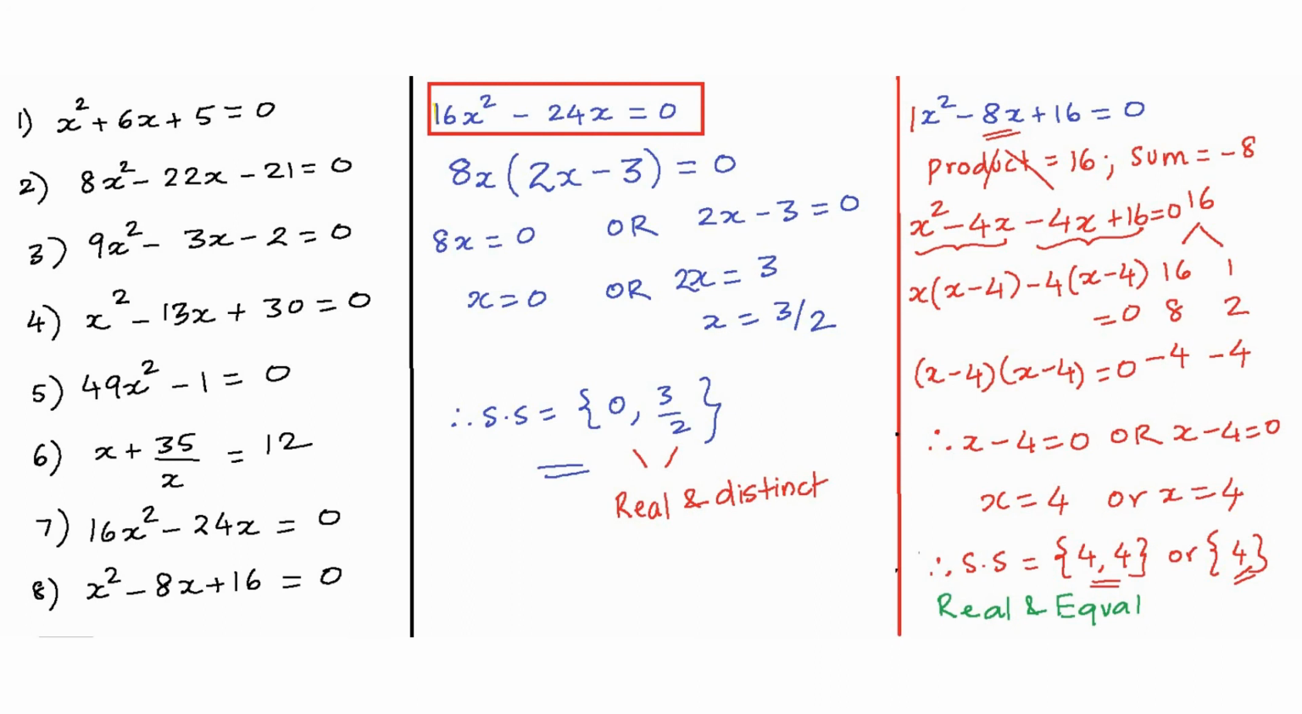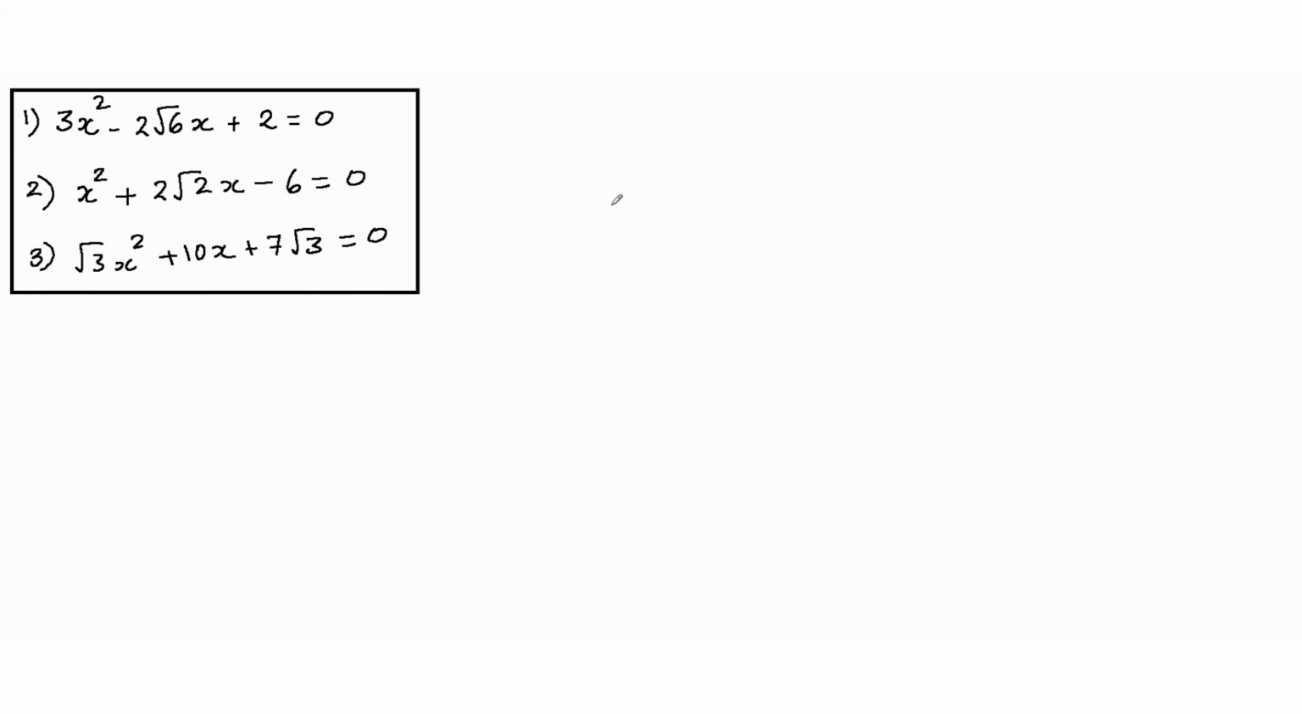Okay, let us take a few more questions based on factorization. So let us consider these three equations now. Let's start with the first equation. So we have 3x squared minus 2 root 6x plus 2 equal to 0. So what is the product that you desire here? The product is 3 multiplied by 2, that is 6. And what is the sum that you desire here? The sum is the middle term, which is minus 2 root 6.